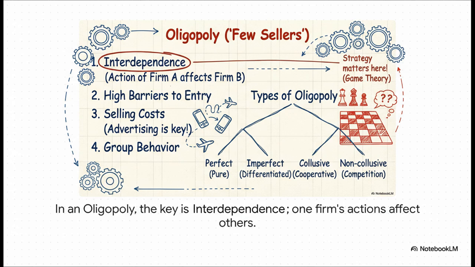And then you have the oligopoly. This is a market with just a handful of huge players. Think cell phone companies or the big airlines. The number one feature here is interdependence.